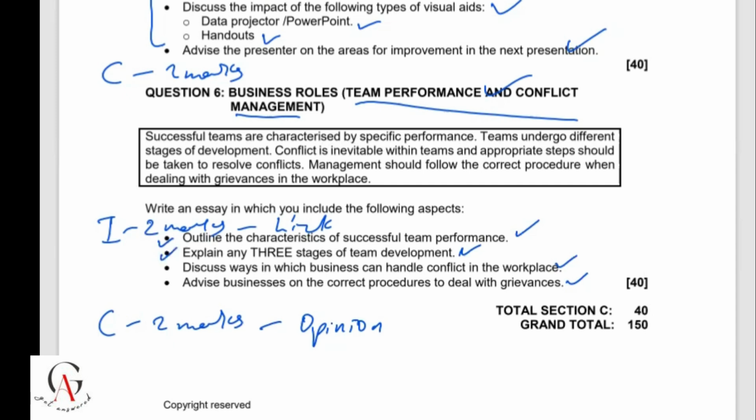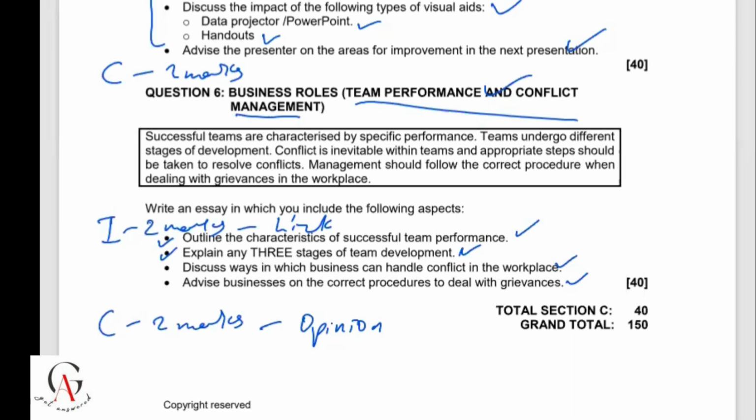Okay, so now let's check bullet number 2, which is supposed to explain any 3 stages of team development. For stages of team development, we have the forming stage, where individuals gather information and impressions about each other, the scope of the task and how to approach it. Also, teams are comfortable and polite with each other during this stage. Okay, right. So now let's move on.